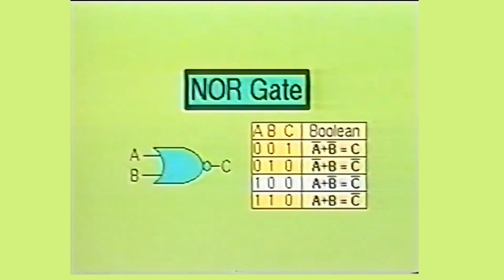And when input A is high and input B is low, output C will remain low. You can readily see in Boolean this is A or not B equals not C. And finally, when A is high and B is high, then output C will be low. This is expressed as A or B equals not C.